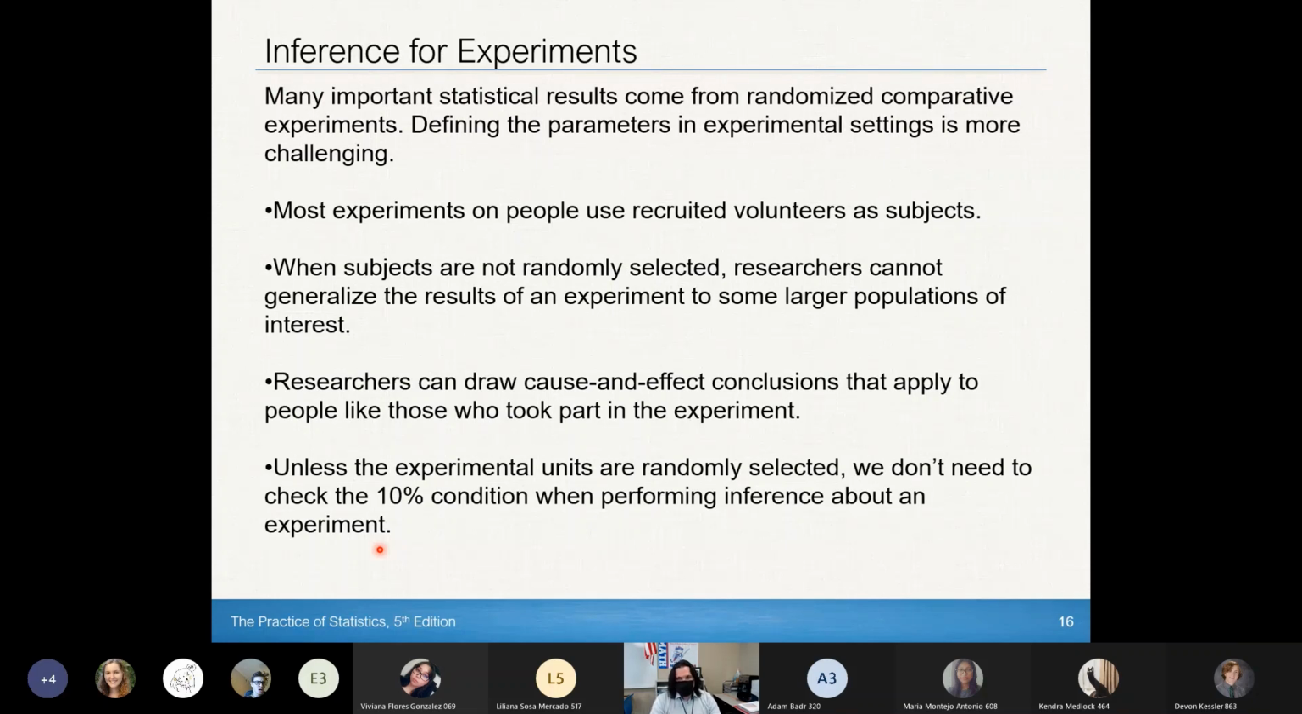Is there anything I can clarify? Are there any questions about this stuff from 10.1 here?